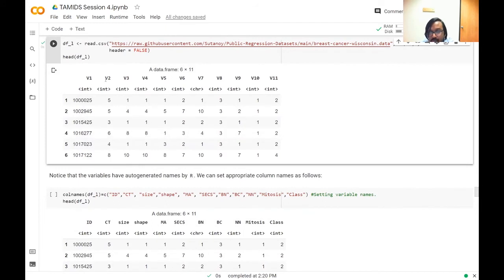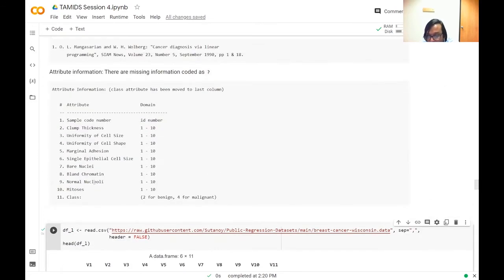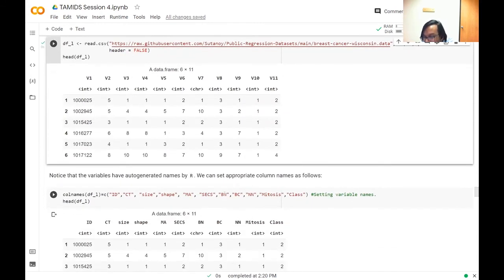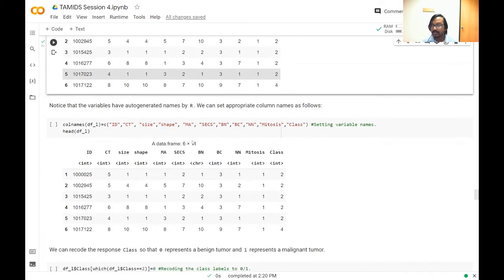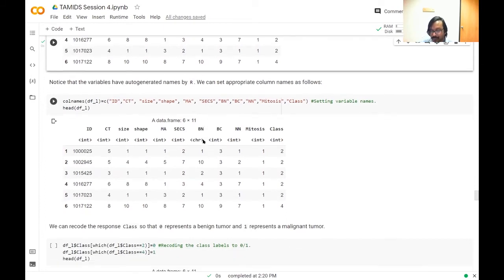So before that, we would like to replace these column names that are set by default by R with something that is more intuitive and interpretable. So I have chosen the following column names as variable names based on this attribute information, and I have BN specifically for bare nuclei. Once we have set the column names, we have the data frame that looks like this. We have the BN column that looks like it's characters.